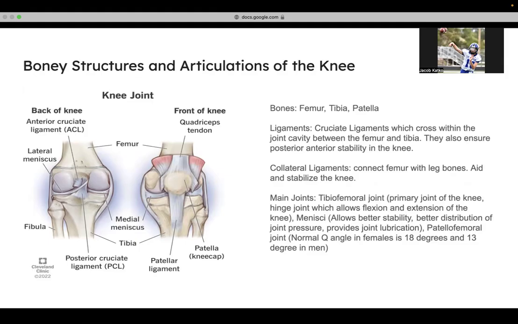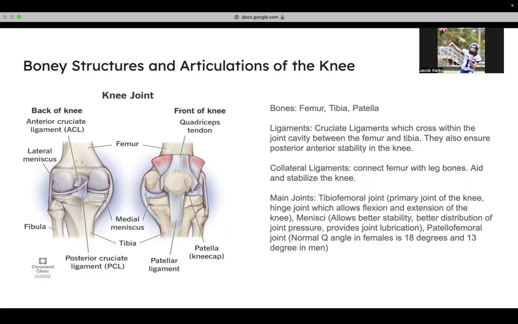So looking at the knee, the bony structures of the knee. These bones are the femur, tibia, and patella. The ligaments include the cruciate ligaments, which cross within the joint cavity between the femur and tibia. They also ensure posterior anterior stability in the knee. Collateral ligaments connect the femur with the leg bones and aid in stabilizing the knee.